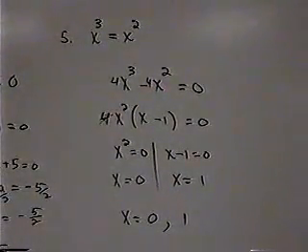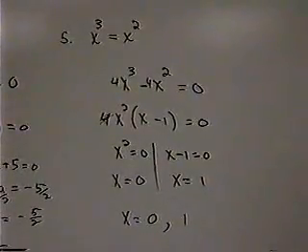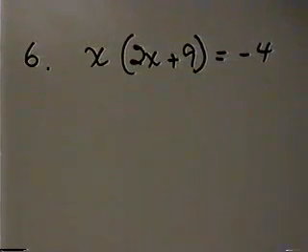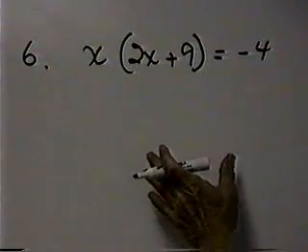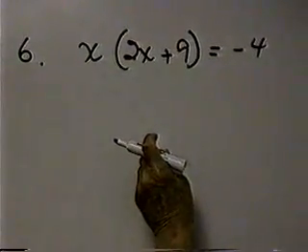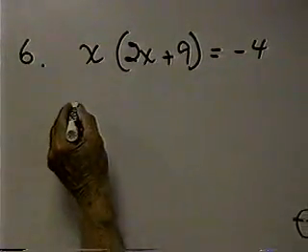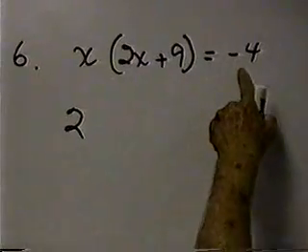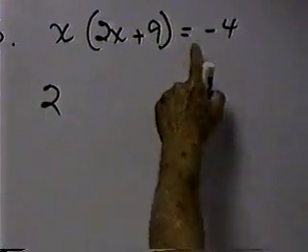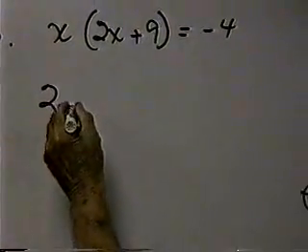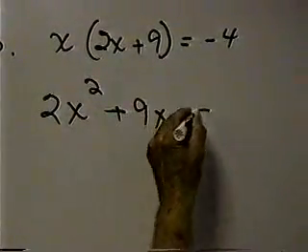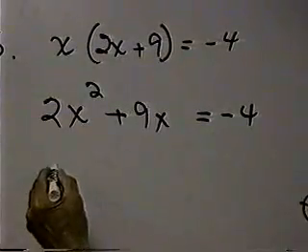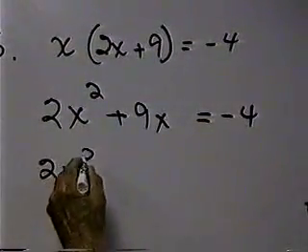Okay, now let's look at some other examples. All right, looking at example 6. Now in this case, what we need to do is multiply together first. It seems kind of strange. It's factored, but it's not equal to 0. So what we need to do is to multiply this back together and then move it across.